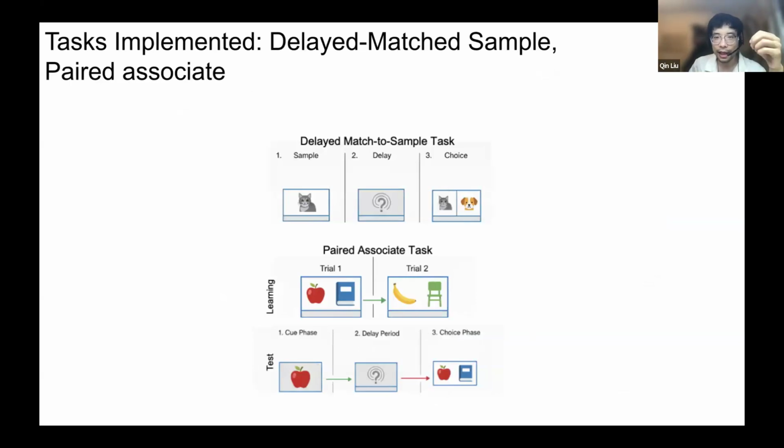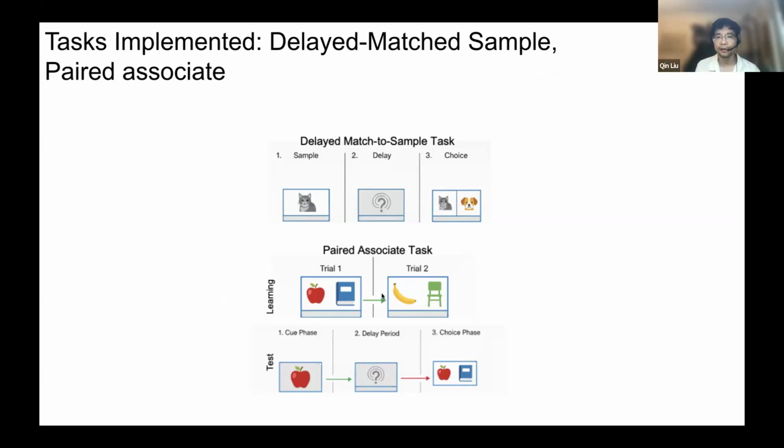Here are the tasks I simulated with the model. First, I ran the delayed matched sample task. I show the model a cat, and then I show a cat and a dog. The model needs to choose which one is the first image it just saw.